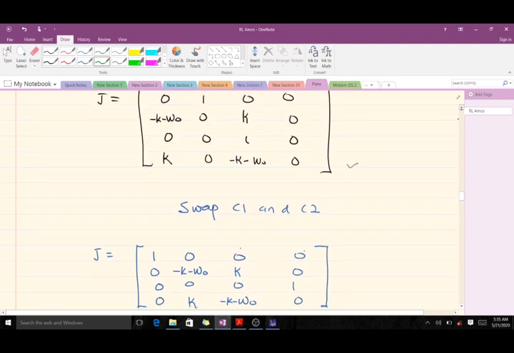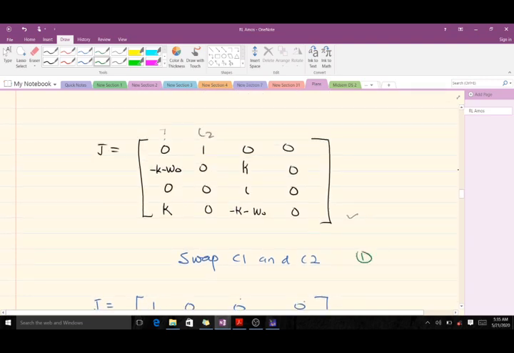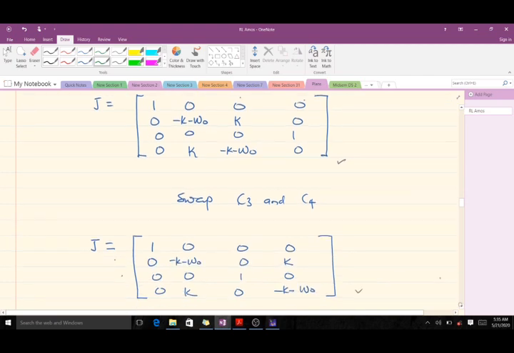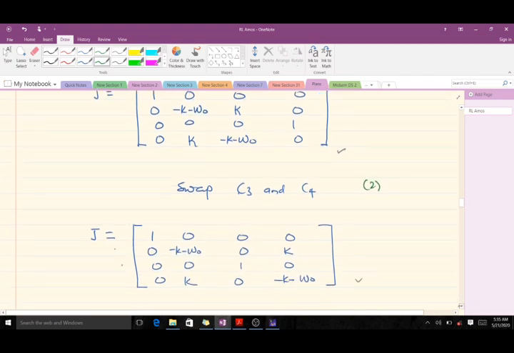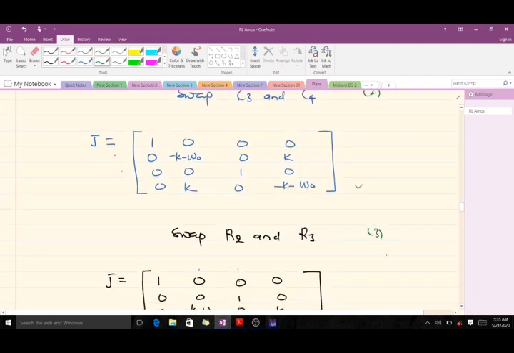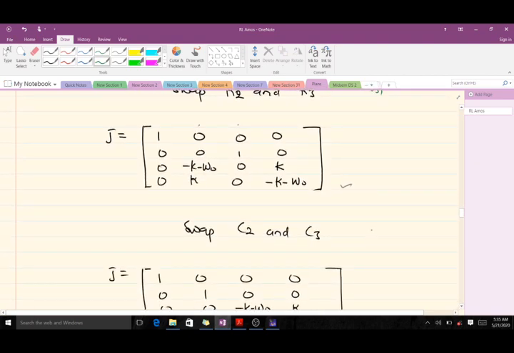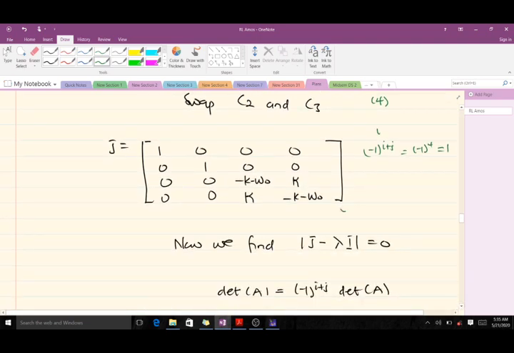So you could see that here, when we're starting with our swap, we did 1 swap here. We did the second one here. We did the third one here. And this was the fourth one. So (-1)^(I+J) will be equal to (-1)^4, which is the same as 1. That means that the determinant of our new matrix here is the same as the old one that we had. Do you get it? Yes. So that means now we find the determinant of J minus lambda I to find our eigenvalues.